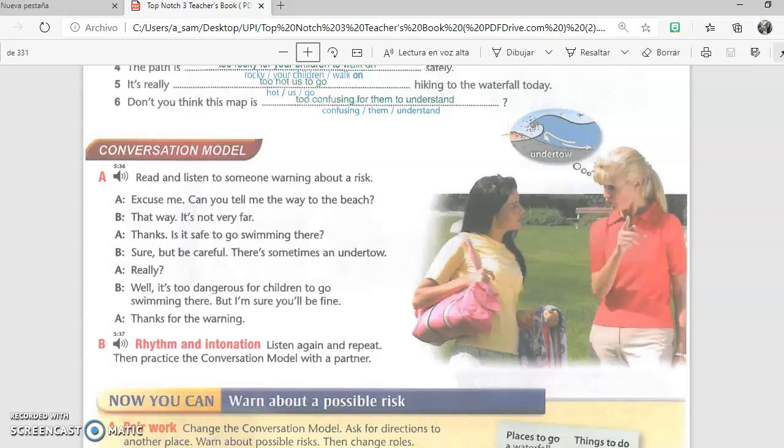That's for the warning. So here you have a conversation about a risk. Tenemos una conversación acerca de un riesgo.